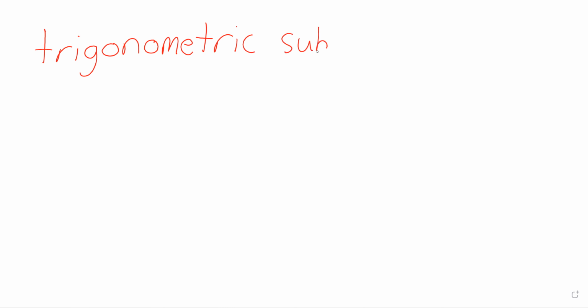But I'm afraid that one of the integration techniques we still have to cover is an extremely technical integration technique. It's like the most technical technique we learn in calculus 2, and it's called trigonometric substitution.